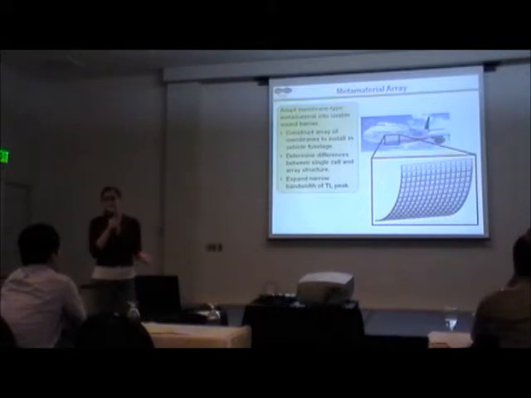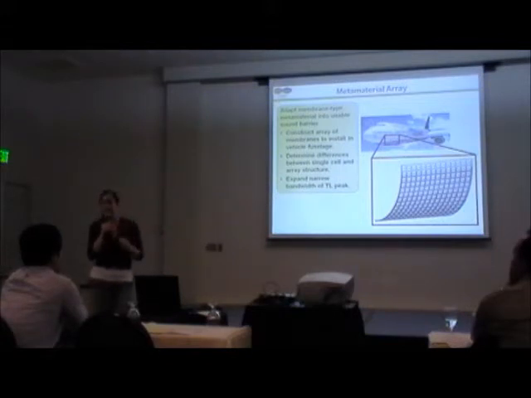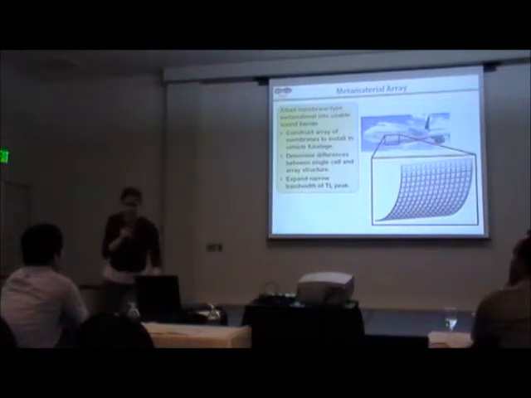In order to be able to use these structures in an aerospace application or automotive application, we wanted to construct an array of them. Some of the things that we were trying to do here was to determine what the differences were between a single cell and an array of the structures, as well as to hopefully broaden the narrow bandwidth of the transmission loss peak. If you remember back, that peak was really narrow, so it was really only effective over a few frequencies.